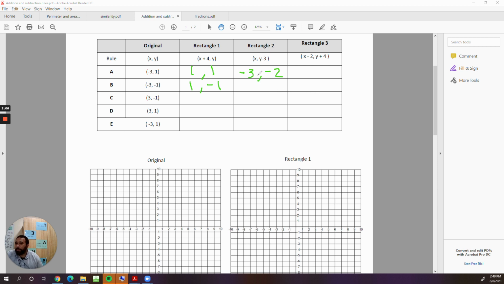On our second example, we leave x alone. So it stays negative 3. And then we do negative 1 minus 3, and we get negative 4.